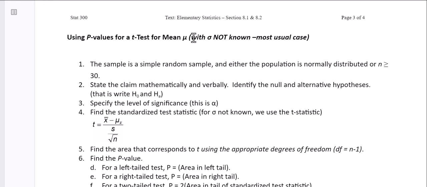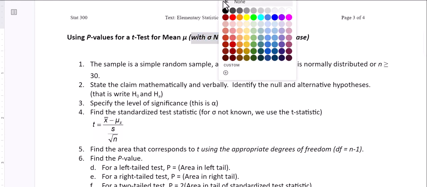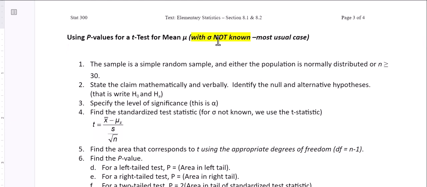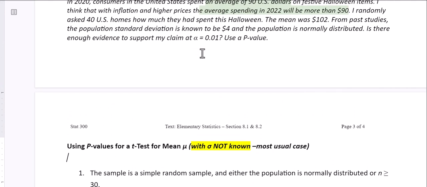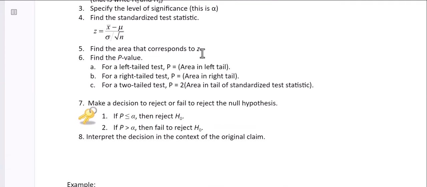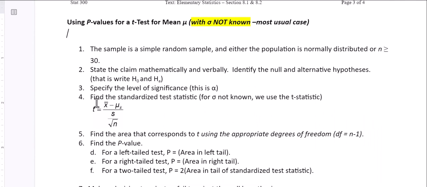So when we don't know our population standard deviation, then what do we do? When sigma is not known, this is the most usual case. It's very rare that you have the population information. Usually we use confidence intervals to try to narrow it down. So we may use a confidence interval to try to see where the population standard deviation is, and then we could maybe, using that population standard deviation, use a z-score. But when we don't know it, we're just going to use a t-score.